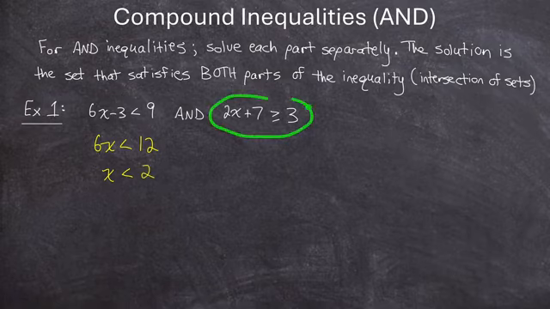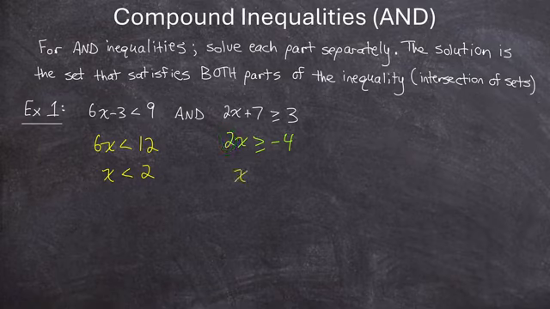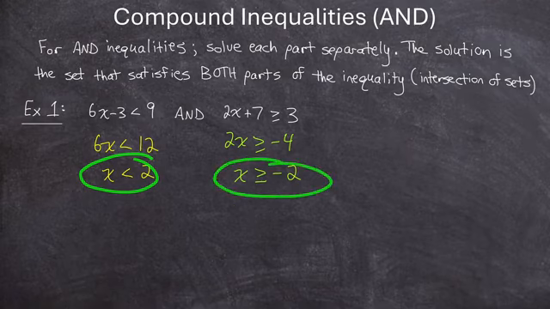And now solving the second inequality, I'll isolate the x by subtracting 7 to the other side, giving me 2x is greater than or equal to 3 minus 7, which is -4. And then I'll divide this 2 to the other side, giving me x is greater than or equal to -4 over 2, which means x is greater than or equal to -2. And because this is an AND compound inequality, my final solution set has to be the intersection or overlap of these two ranges of x values.